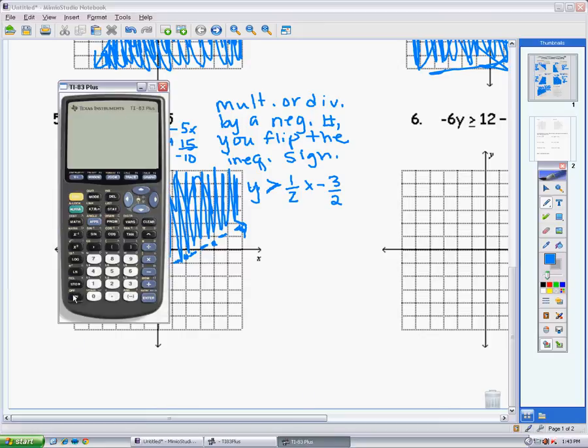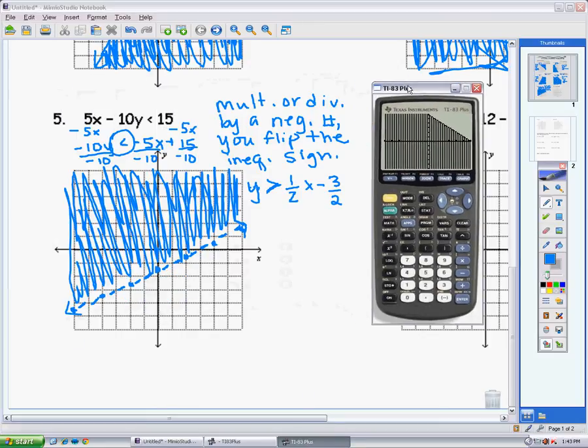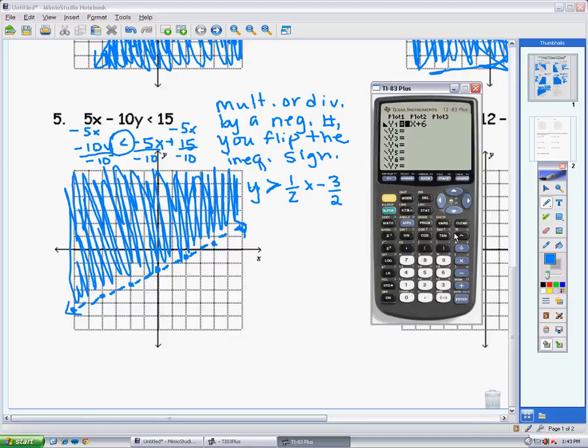So using my calculator, I'm going to go back to y equals. I'm going to clear that out, and I'm going to type in 1/2 x minus 3 over 2. And I'm going to go back all the way over to the right, and it says greater than. So I'm going to click enter until I get my top right hand symbol. That's the greater than, and I'm going to press graph, and you can see that it graphed to the same side of the line that I did.